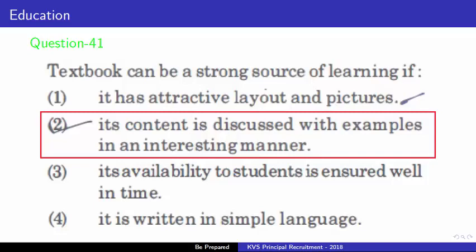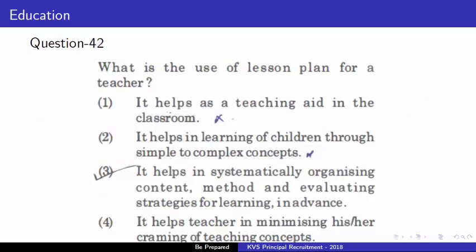So option second is the right answer. Next question is, what is the use of lesson plan for a teacher? Listed options are number 1, it helps as a teaching aid in the classroom.